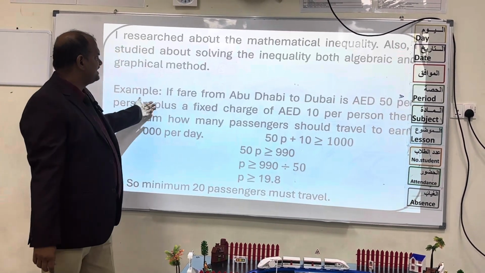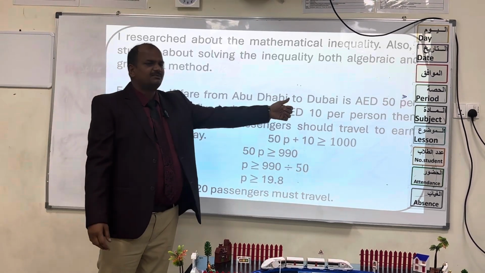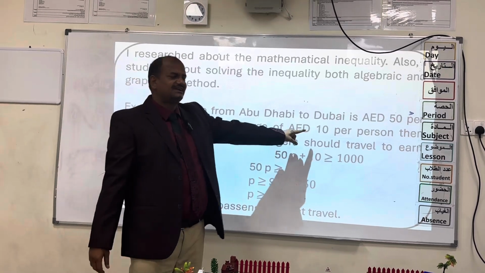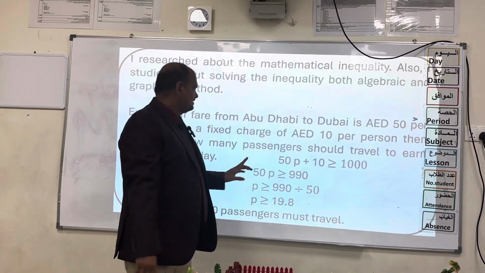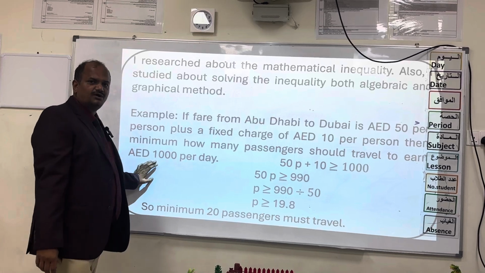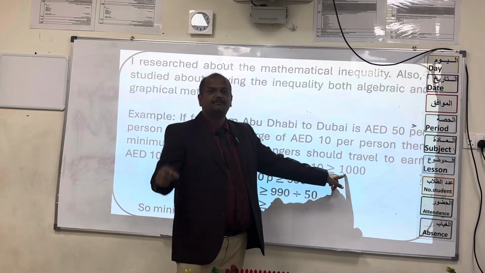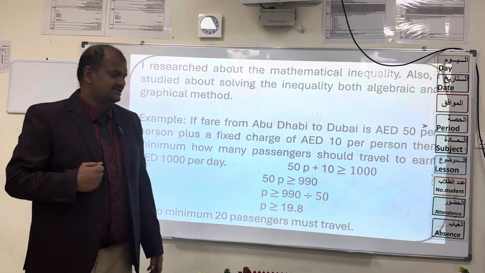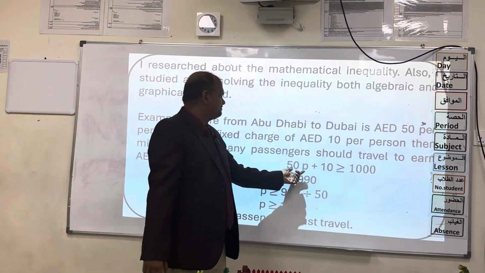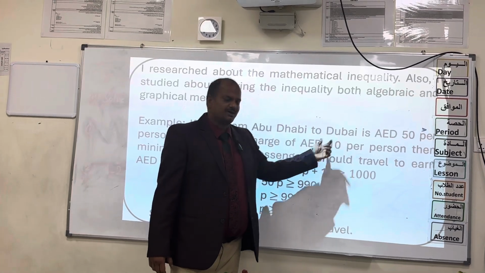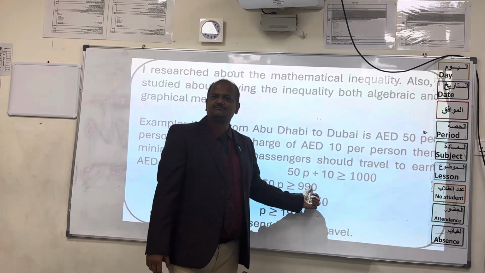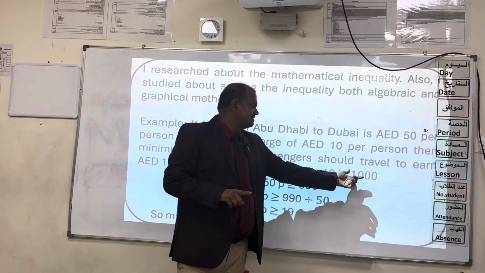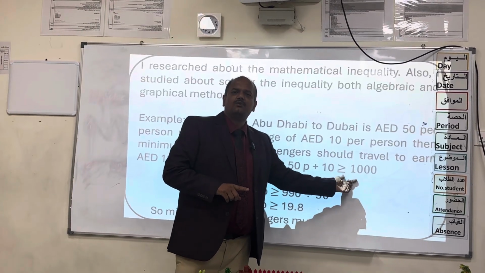For example, if I say the ticket fare from Abu Dhabi to Dubai is 50 dirham per person and a fixed charge of 10 dirham, and the railway wants a minimum of 1000 dirham per day, then how many passengers should travel in the train every day? So this is the inequality: 50p for the fare, because it is 50 dirham for one person and the total number of passengers is p, plus 10 for extra charges, must be greater than or equal to 1000.